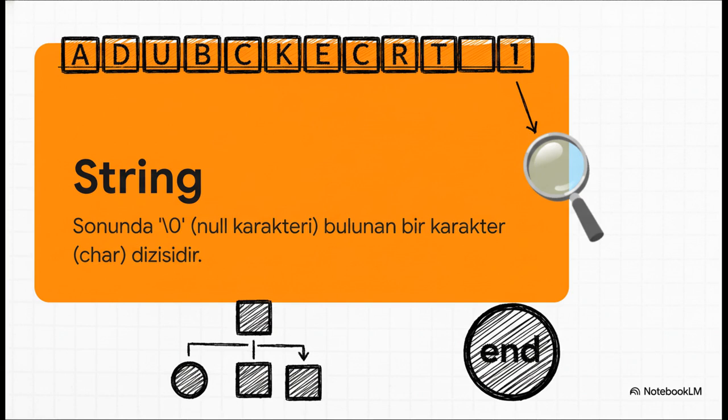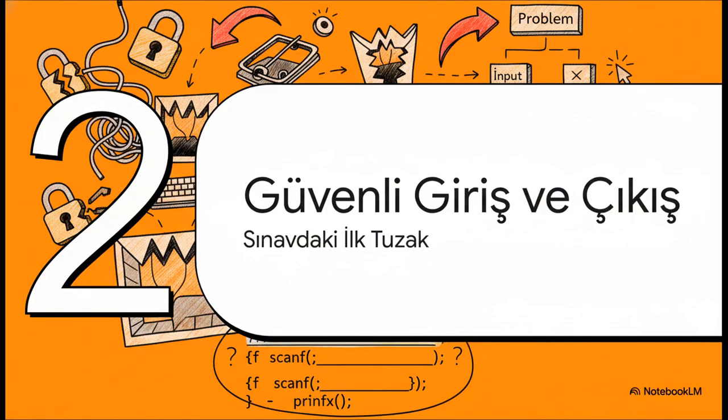This little guy is absolutely critical. It's the secret signal that tells the computer where the string officially stops. Without it, the program would just keep reading random junk in memory, and trust me, that is a recipe for disaster.